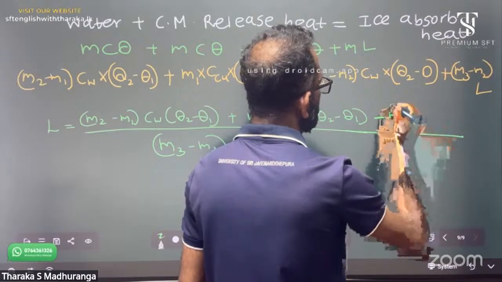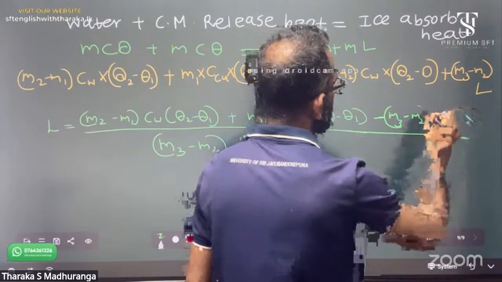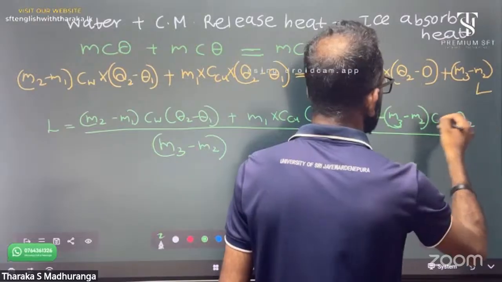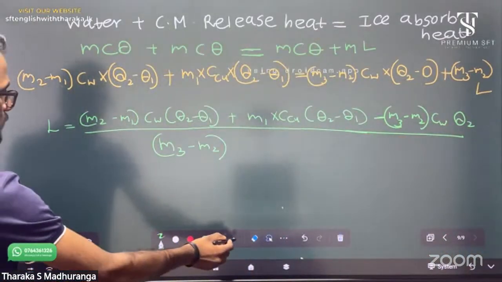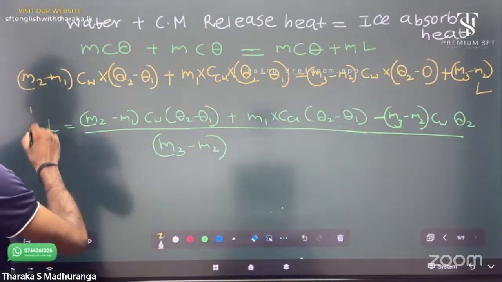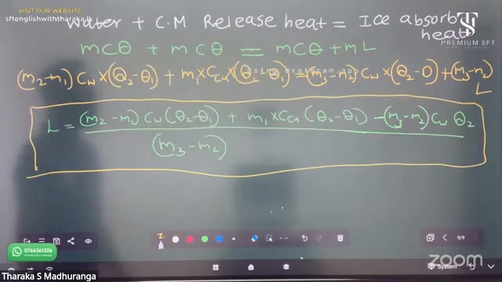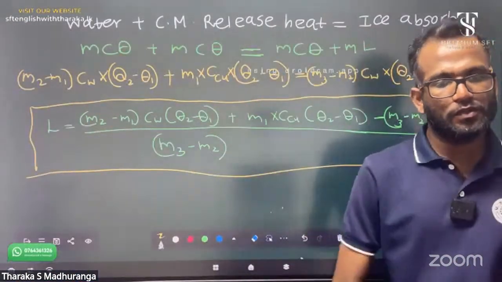CW, theta 2 minus 0, meaning theta 2, divided by M3 minus M2, right? This is the final equation. Don't take it as very complex, right? Very simple thing. I did only substitute into the common equation.